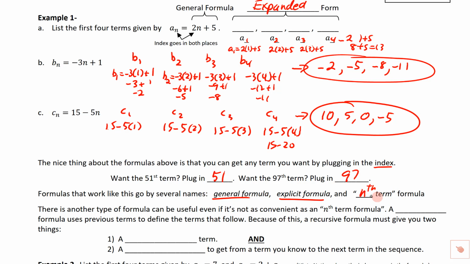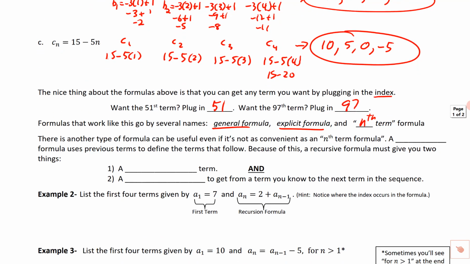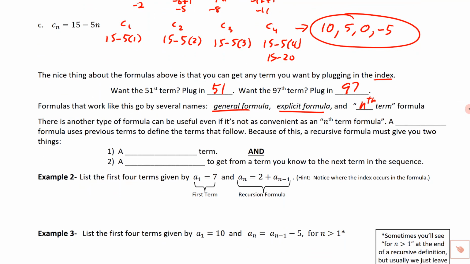So we'll use these 3 phrases or these 3 vocabulary words kind of interchangeably here. Now, there's another type of formula that can be useful even if it's not as convenient as an nth term formula, and it's called a recursive formula. So write the word recursive. Recursive formula. And what a recursive formula does is it uses previous terms to define the terms that follow it.